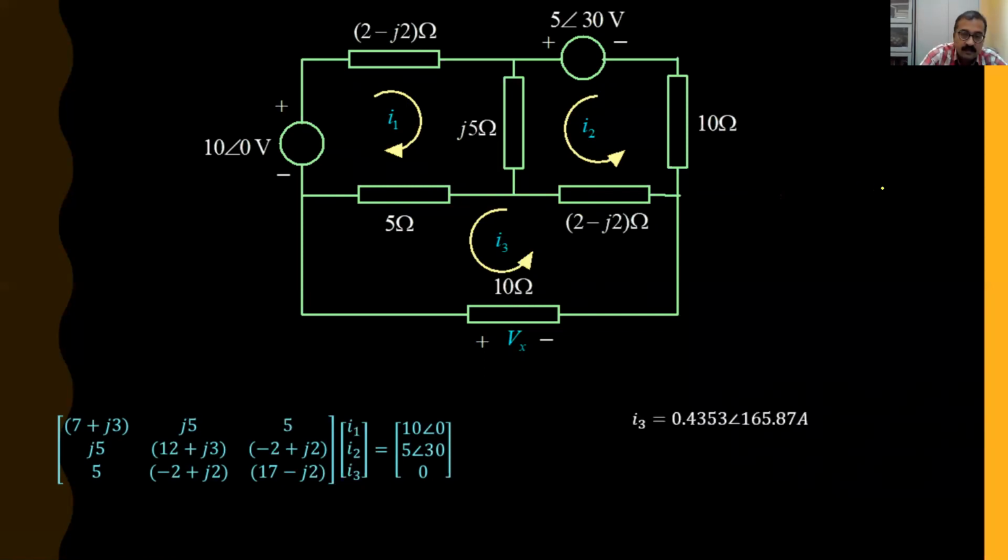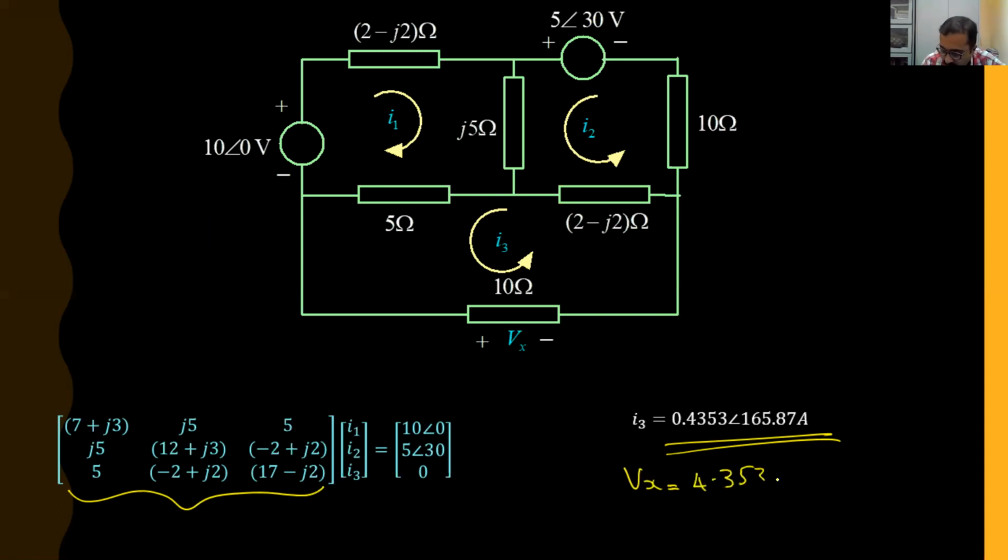So what is delta 3? Delta means the impedance determinant. Delta 3 means third column replaced with the voltage vector. So your I3 will be 0.4353 angle 165.87 amperes. Is that the question? No. Question is to find what is Vx. What will be Vx? I3 into 10. So you will get 4.353 angle 165.87 volts. Fine.